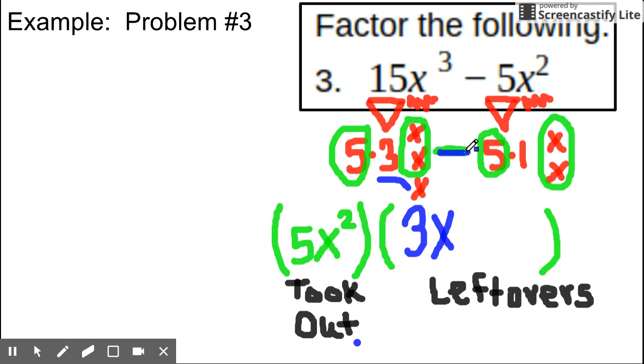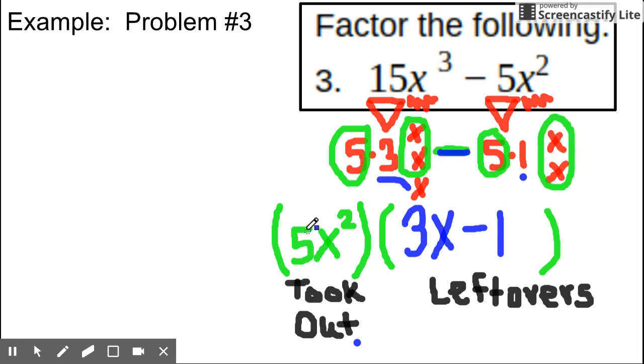Then there's a minus sign. I'm going to go ahead and drop that minus sign. And what was left over in this piece? This 1. So I'm going to drop the 1. And these two pieces are my answers. These are the factors of 15x cubed minus 5x squared.